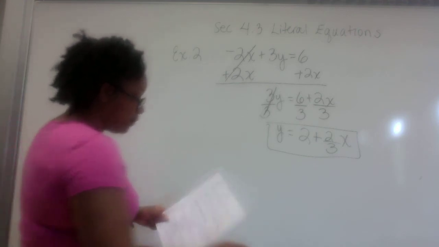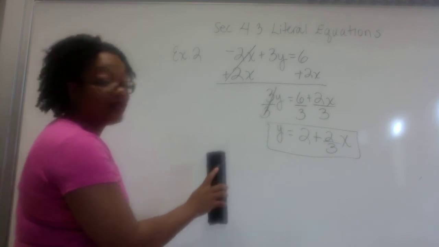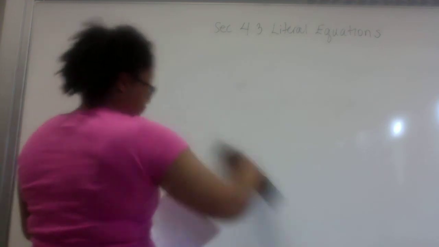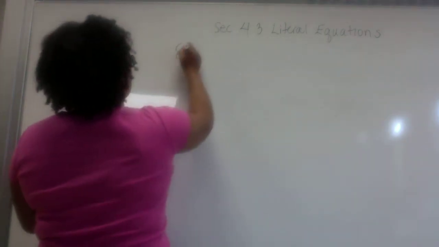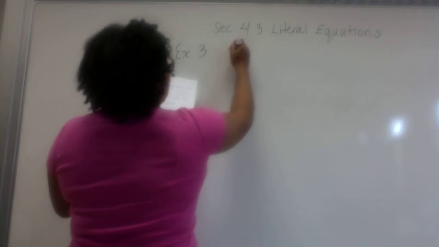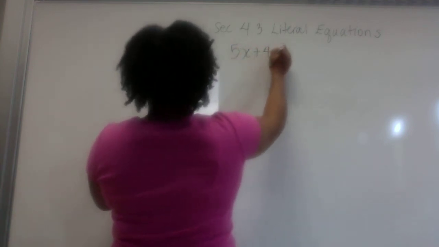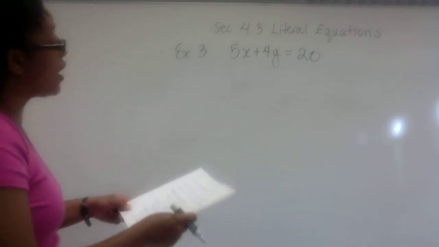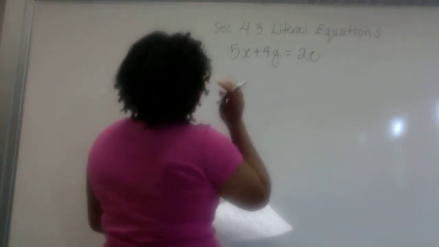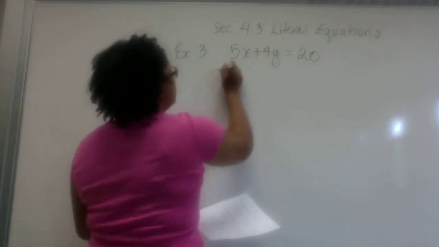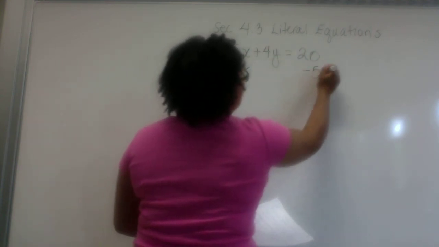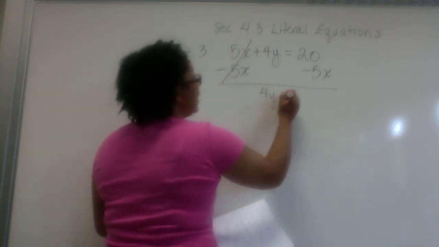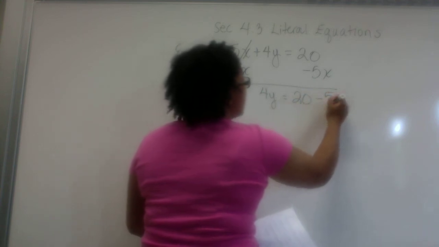And I'm going to write example 3. So I'm about to erase, so I hope you got this. The equation for example 3 is 5x plus 4y is equal to 20. So we're going to do the same thing. Okay? So I need the 5x to move over. So since it's a positive 5x, the inverse is negative 5x. They cancel. 4y is equal to 20 minus 5x.